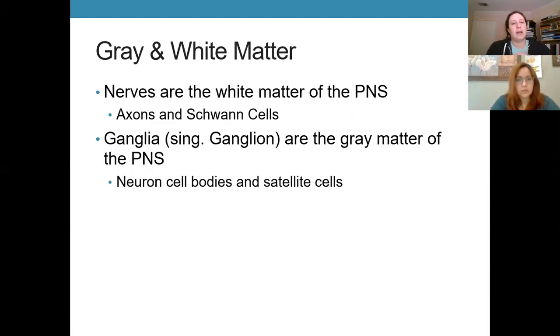So to start, we want to look at the anatomy of a nerve. So remember that nerves are just what we call white matter in the peripheral nervous system, which means they're going to be primarily composed of axons and then Schwann cells, which are going to myelinate some of the axons. And then, of course, there's going to be a bunch of supporting materials, right? Connective tissue, blood vessels, for the most part. And then ganglia, or a ganglion, that's singular, is what we call gray matter in the peripheral nervous system. And so that's going to mostly be the cell bodies of neurons, almost exclusively sensory neurons, and then the satellite cells that support them.